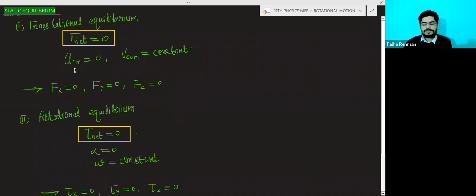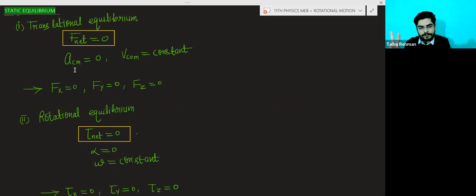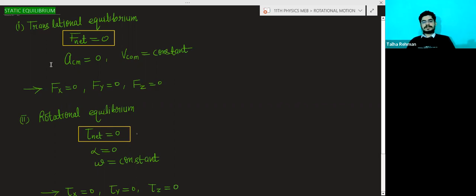Okay, and if the net force on the body is 0, you can just conclude from Newton's second law that the acceleration of the center of mass is equal to 0, and the velocity of the center of mass is constant. So the force in all directions on the body must be 0 if the net force is 0.